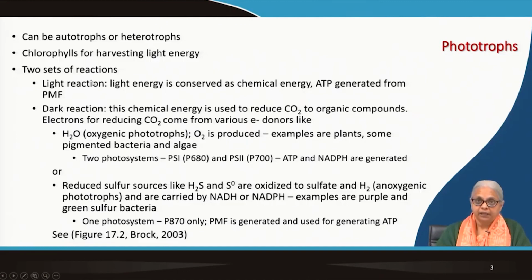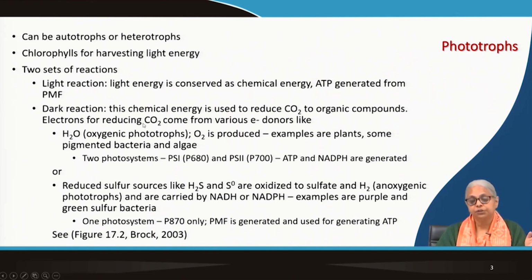Now there are 2 sets of reactions. Like I mentioned, there are light reactions and dark reactions. The light reaction is basically utilizing the light energy, converting it to chemical energy, and ATP is generated from the proton motive force, and we will go into a little detail about this as we go along. The second set of reactions are called dark reactions. Here, the chemical energy that has been harvested from light is going to be used to reduce CO2 to organic compounds.